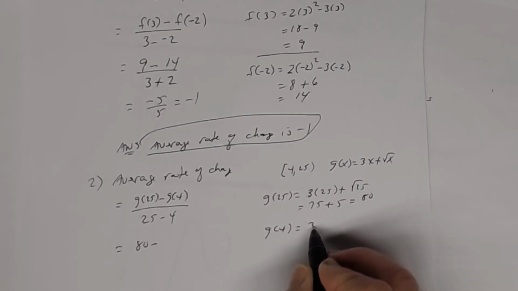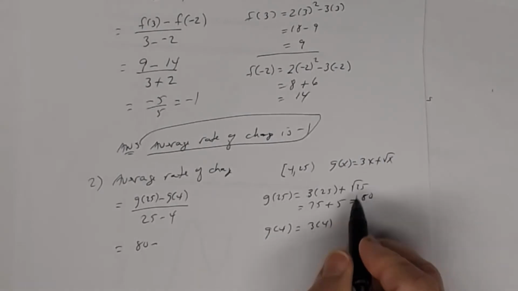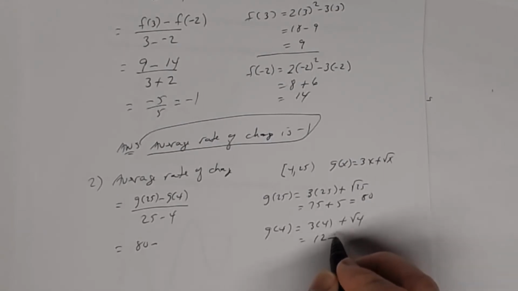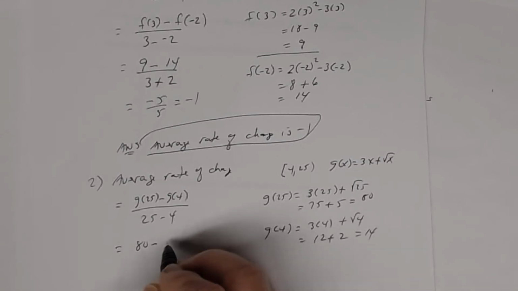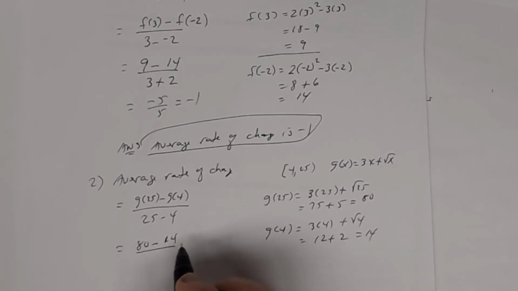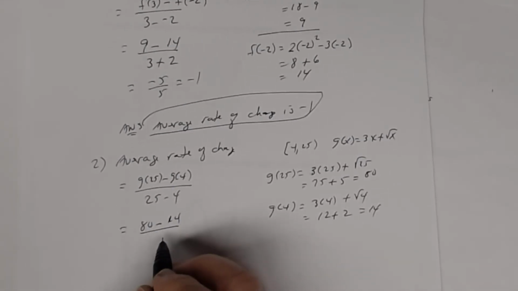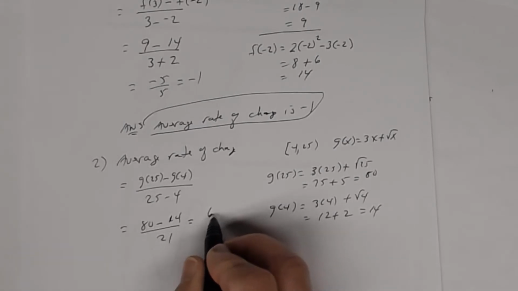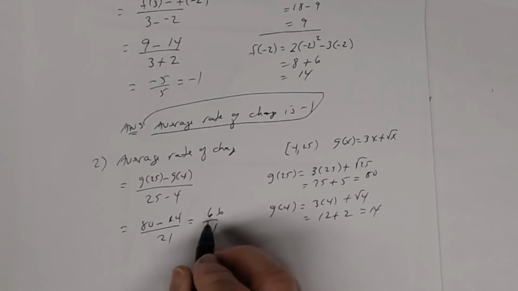So g of 4 will be 3 times 4, so 3 times x, so x is 4, plus the square root of 4. So that's 12 plus 2, which is 14. So I get 80 minus 14 divided by, and then 25 minus 4 is 21. So 80 minus 14 is 66 divided by 21, but reduced. 66 divided by 21, they're both divisible by 3.